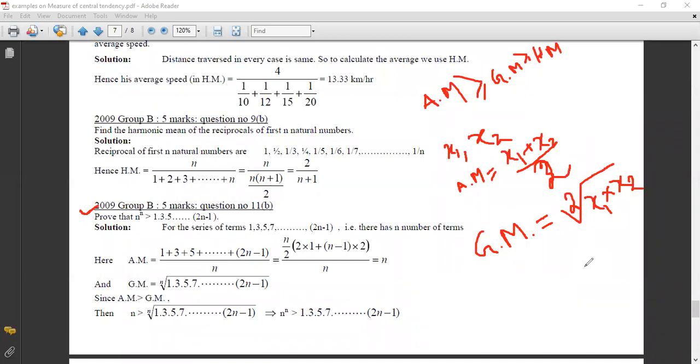Similarly, if there are three elements like 2, 3, and 5, then what will be the GM? 2 into 3 into 5 is 30, and the cube root, which is written as power 1 by 3. The cube root you can easily calculate using a calculator.